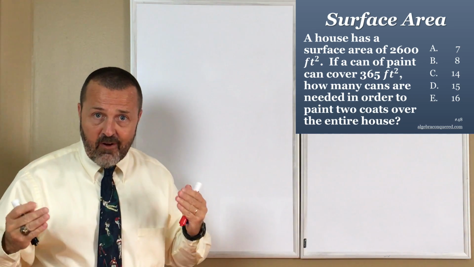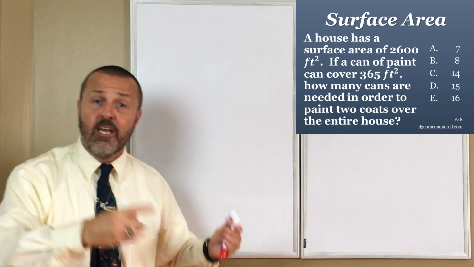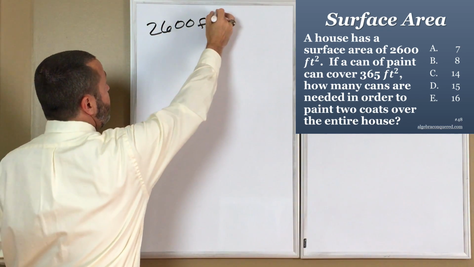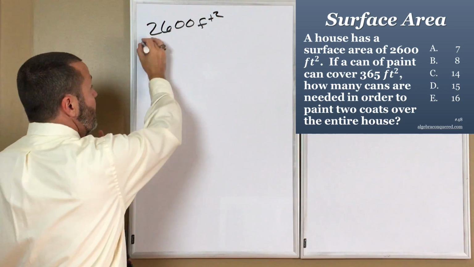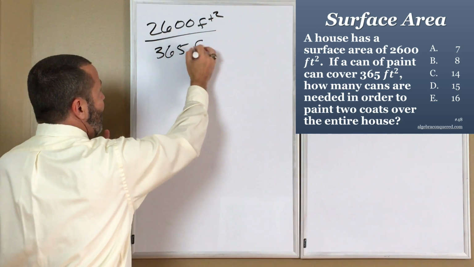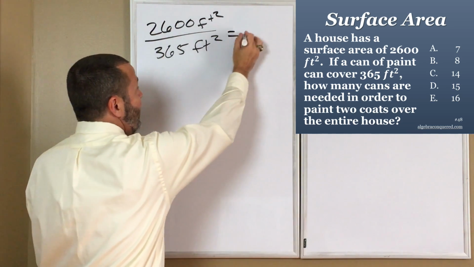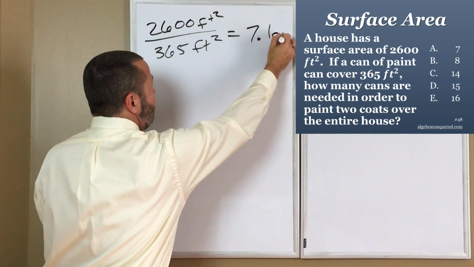Well, the first thing we need to figure out is how many cans it takes to do 1 coat. So we take our 2,600 feet squared, that's the surface area of the home, divided by 365 feet squared. That's what 1 can of paint will cover. We divide that out and we get 7.1 cans.